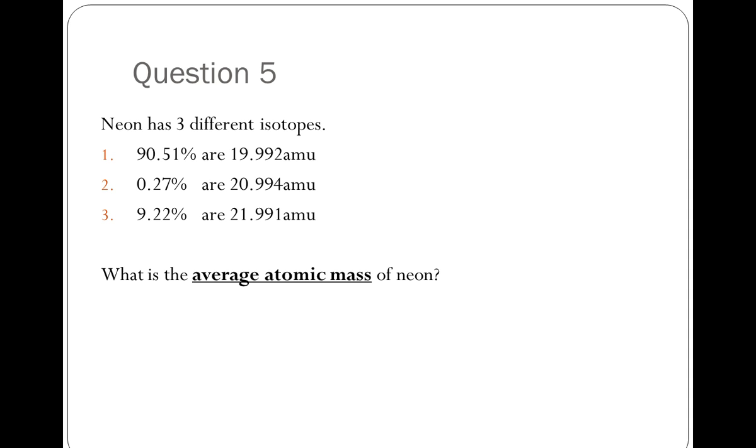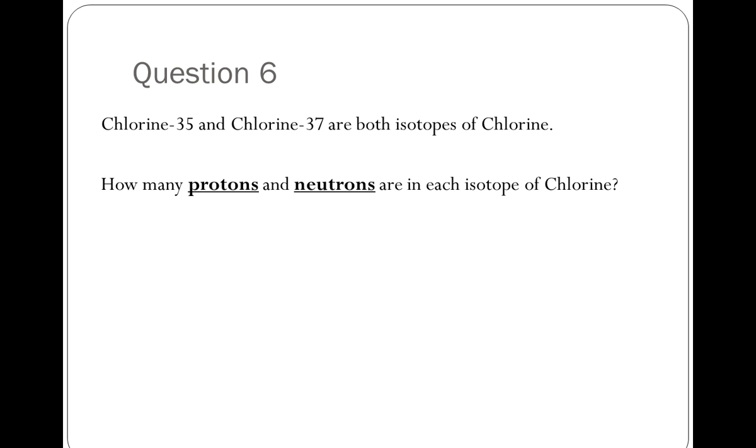So it's the same idea. Make sure you just change your percentages into decimals by dividing them by 100 and then multiplying each percentage with its corresponding atomic mass. And then you add them all up at the end and you get the average atomic mass of neon is 20.179 atomic mass units.